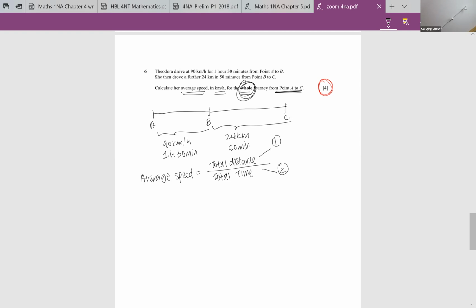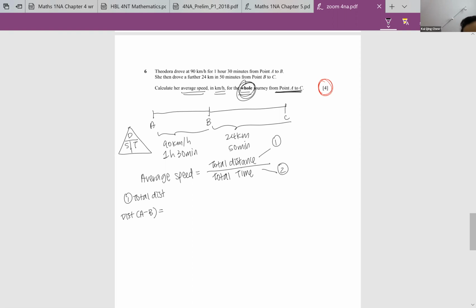Let's look at total distance first. Let's find total distance first, okay? Of the whole journey. So you see total distance from A to B. Okay, let's find distance from A to B first. Distance is, do you remember this? DST? Do stupid things.